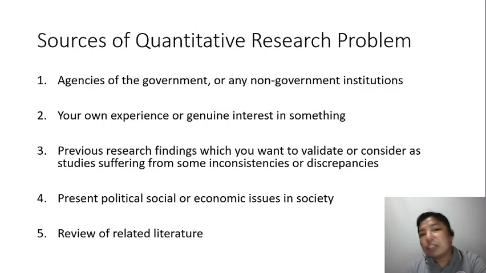Okay, number one, agencies of the government or any non-government institution. So basically, any institution, might it be under the government or might it be a private one, can be a source of a quantitative research problem. I'll give an example. The Department of Education is an agency under the government which focuses, of course, on providing education to the public. One of the projects of the Department of Education is the K-12 program. You can actually do a research, iba't ibang klaseng research, quantitative research about the K-12 program. So that is under DepEd, which is one of the agencies of the government.